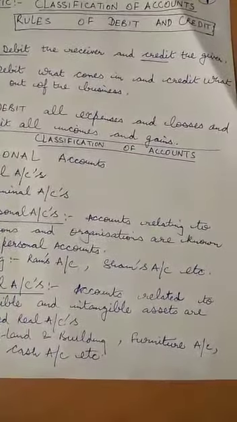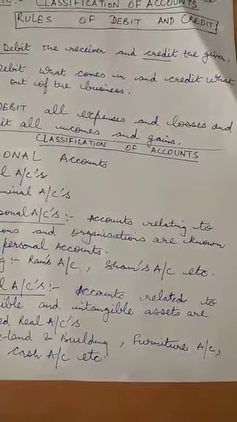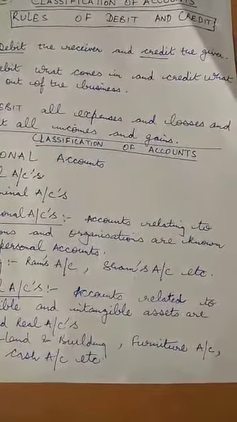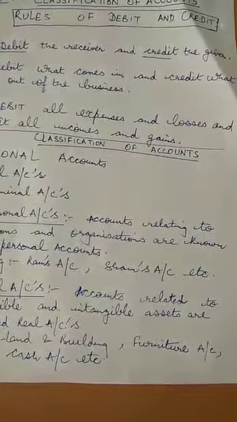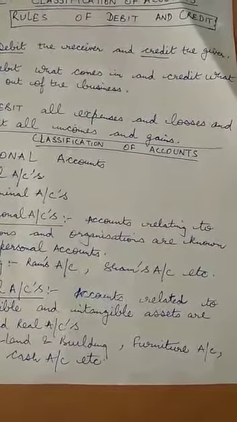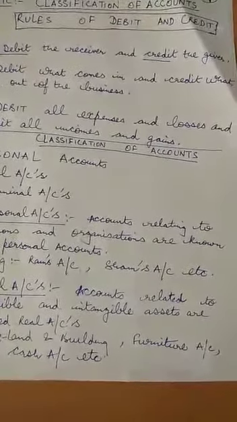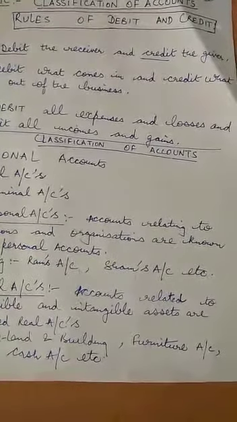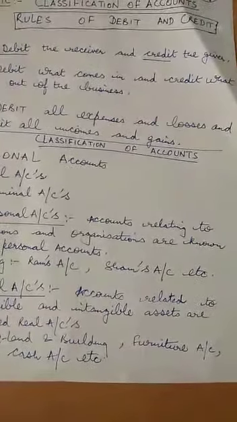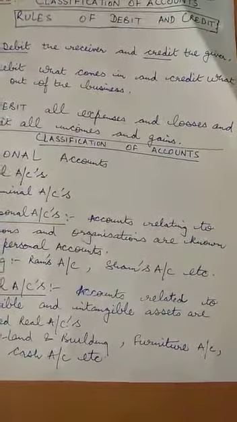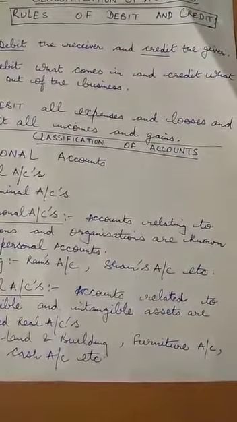So now children, the debit side of the personal account shows how much money the firm is to receive from the person concerned, while the credit side of the personal account, children, shows how much money the firm is to pay to the person concerned.